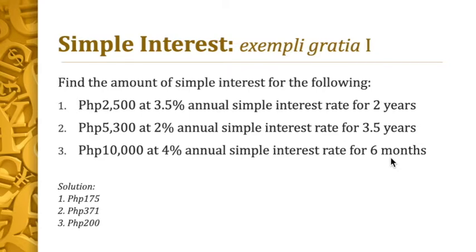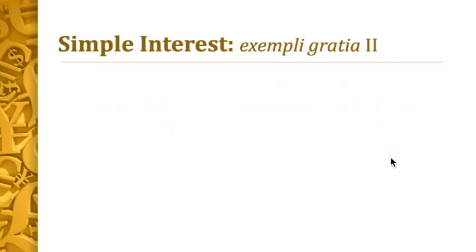I hope you got the right answer there also. So that's how we solve simple interest. Very clear. We're just using the multiplication operation: multiply the P by the R by the T. Okay, let's move to the second example.